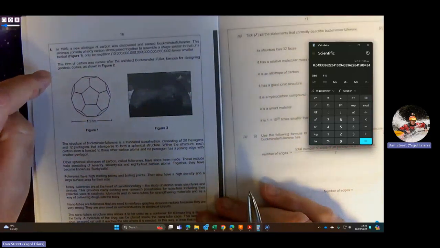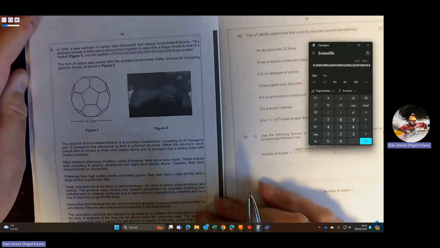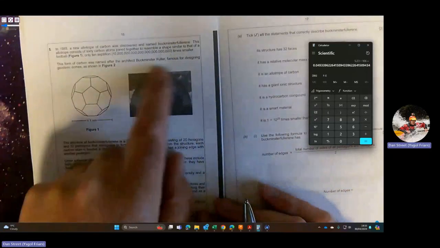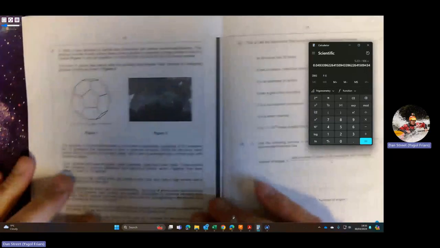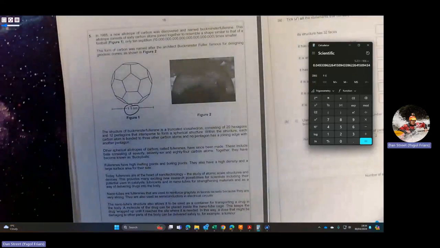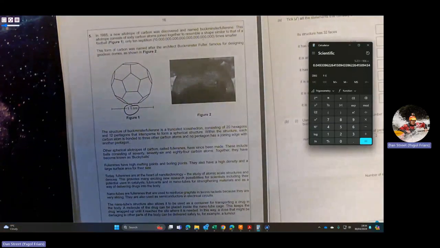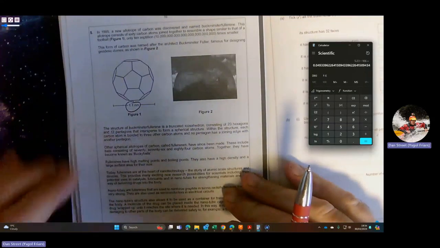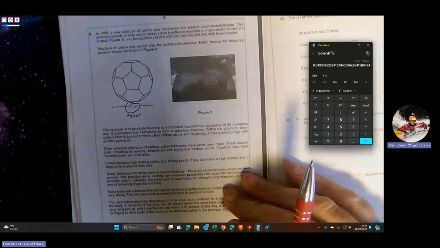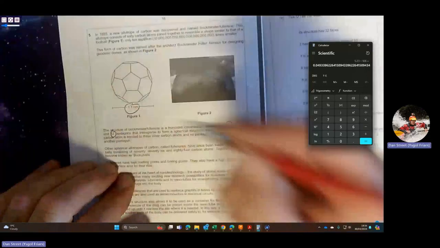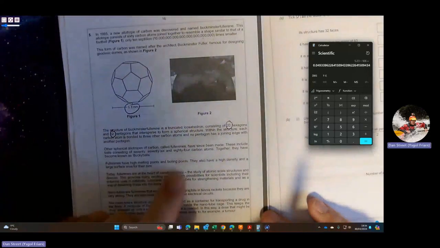This form of carbon was named after the architect Buckminster Fuller, famous for designing geodesic domes as shown in figure 2. So unfortunately in this copy of the paper it's not very clear, but it's a great big greenhouse basically. Key bit of information there, that Buckminster fullerene is approximately 1.1 nanometers in diameter. The structure of the Buckminster fullerene is a truncated icosahedron, okay, consisting of 20 hexagons and 12 pentagons that intersperse to form a spherical structure.